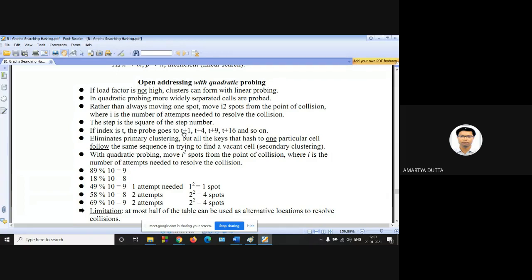Why 1? Any idea why t plus 1? Anyone, please? 1 square is 1. Yes, 1 square is 1.